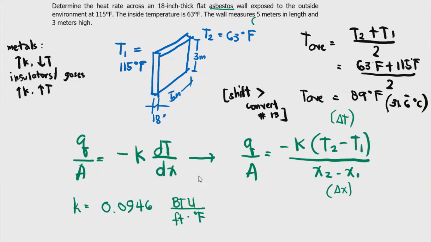So that is 5 meters to feet, so that is 16.4042 feet. That is for 5 meters. And then 3 meters should be equal to 9.8425 feet. Okay. So with that, we already have all the values for our heat rate across the 18-inch thick flat wall, and we just need to substitute these values.